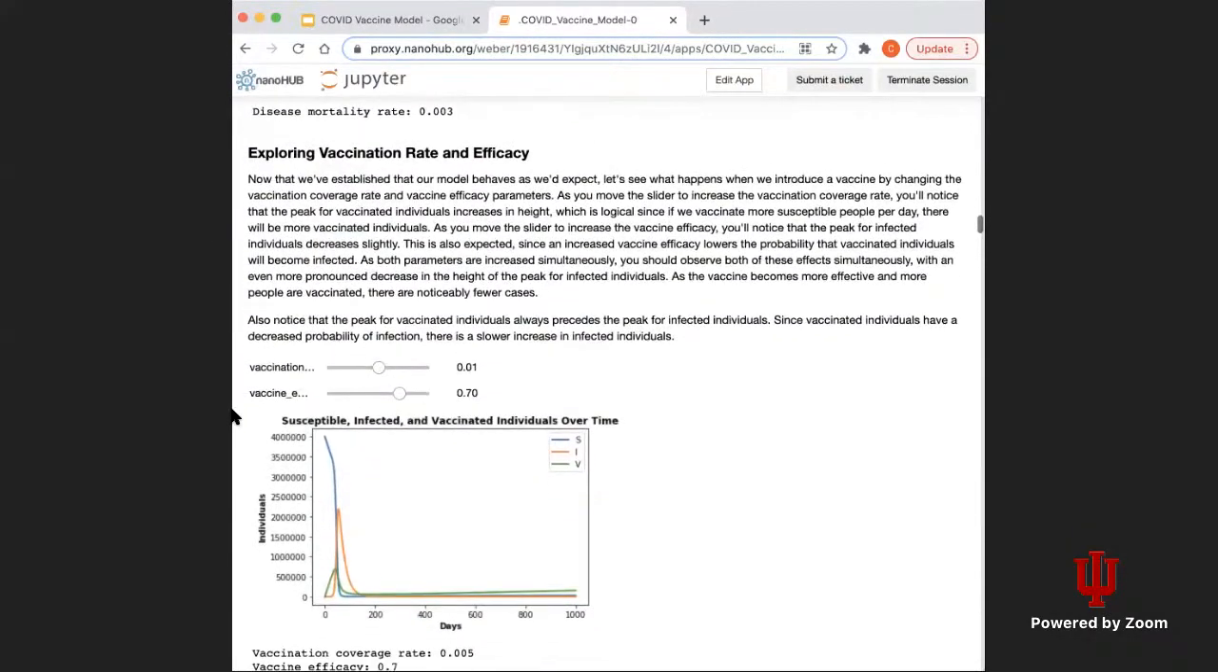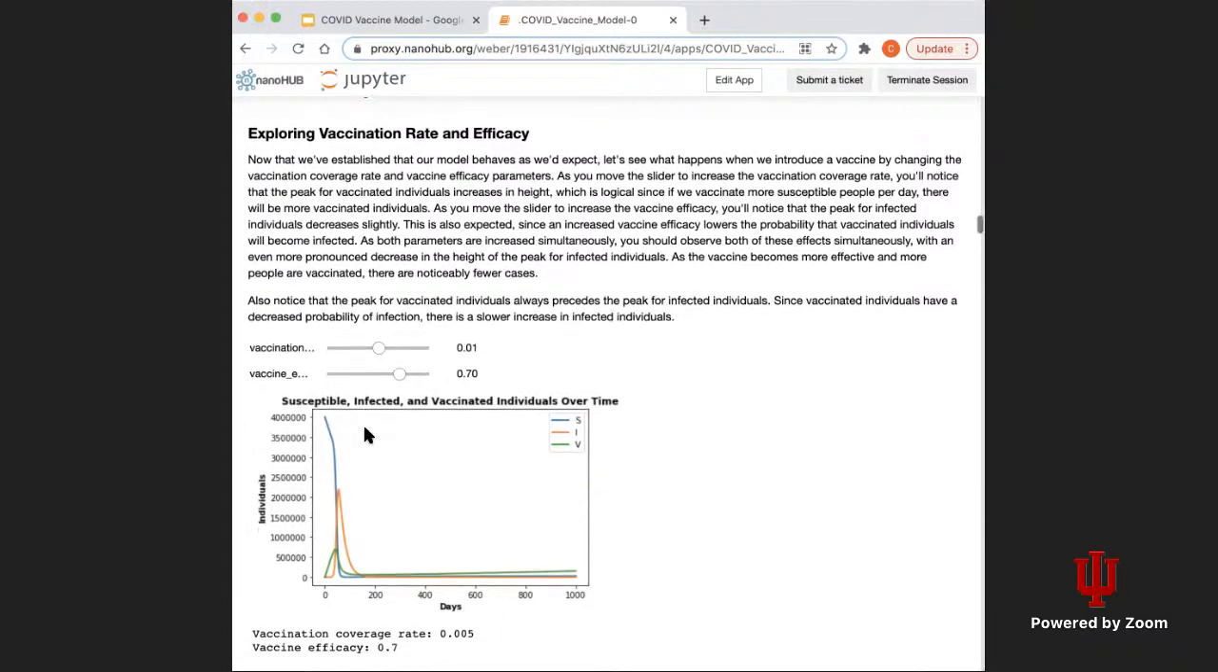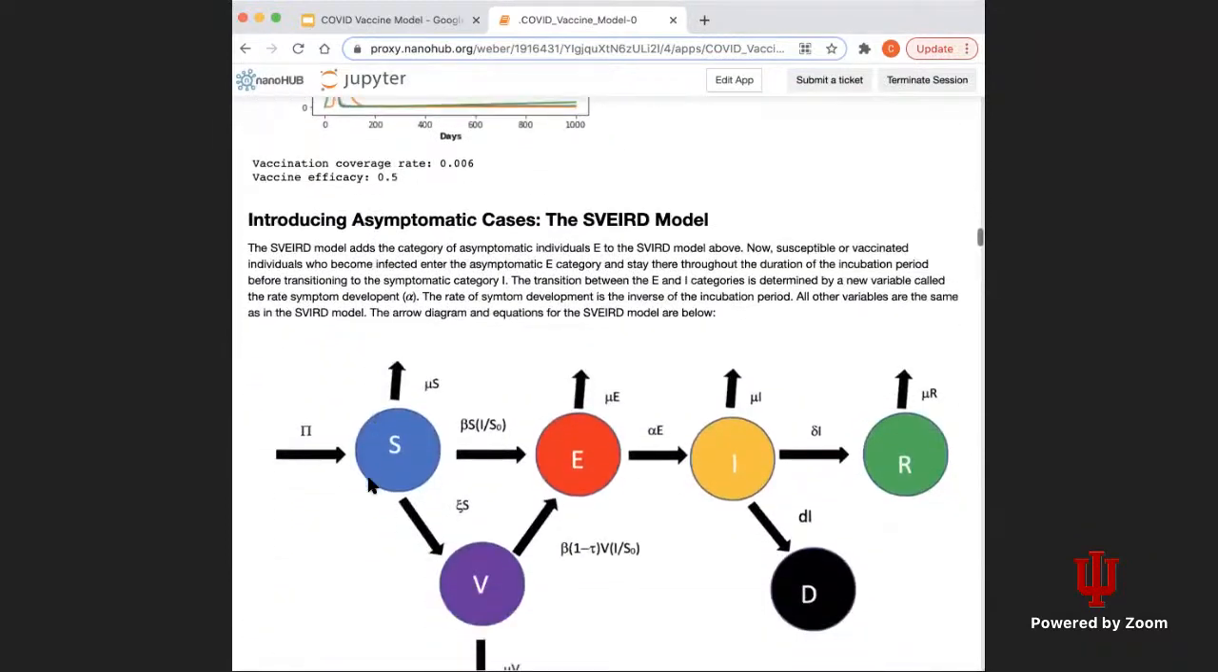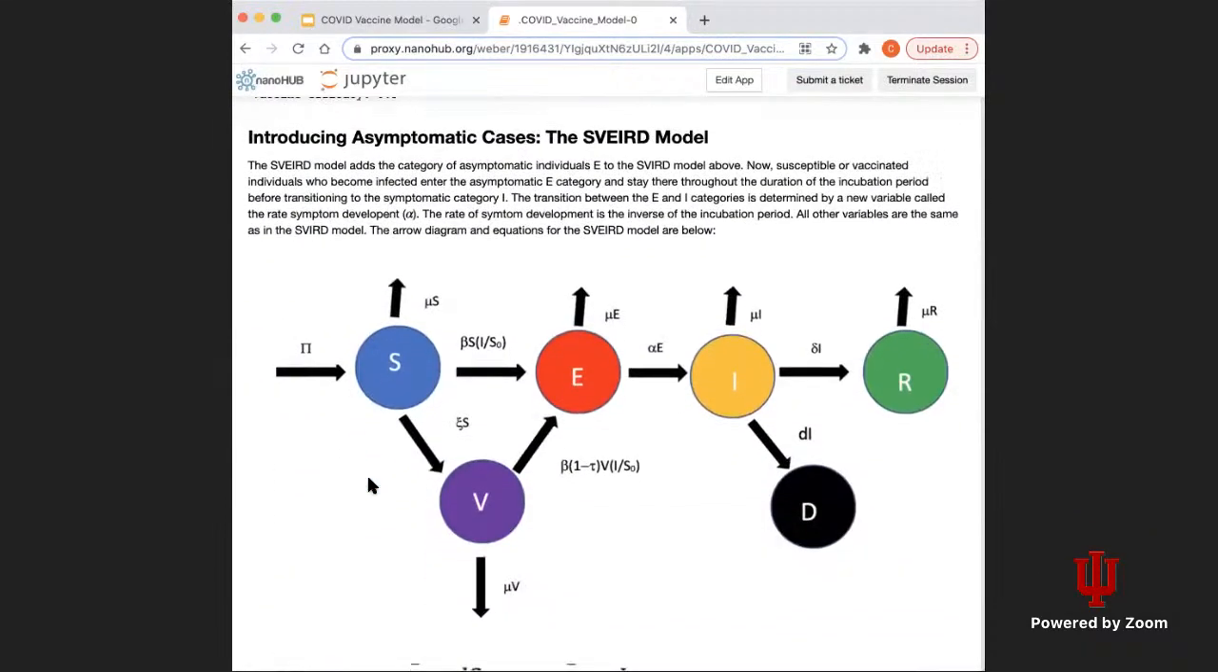Then it looks more into the actual main point of the paper and the application itself, which is the vaccination rate and efficacy of a vaccine that could be implemented. It lets you play a little bit with the parameters of vaccines and how they could change the model overall. Then it goes on to introduce a different model in its entirety, because it adds the asymptomatic, or E, to the SVEIRD model.